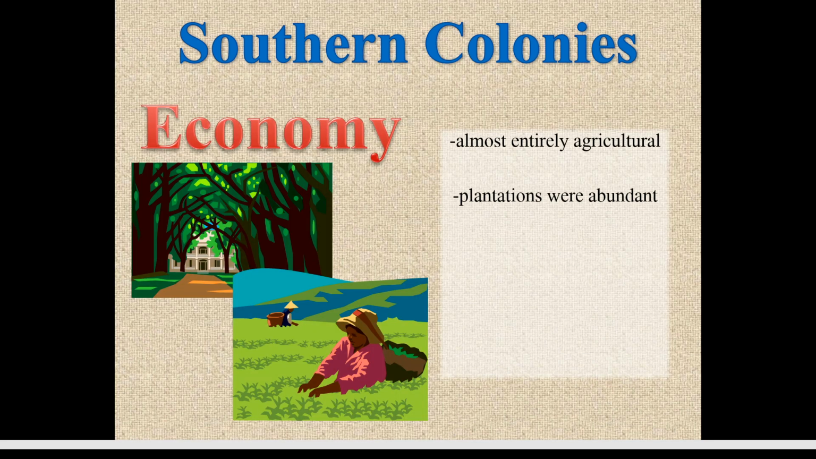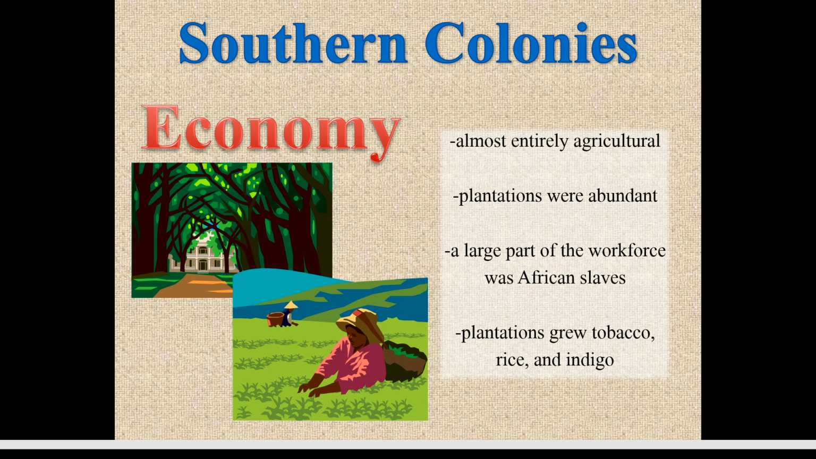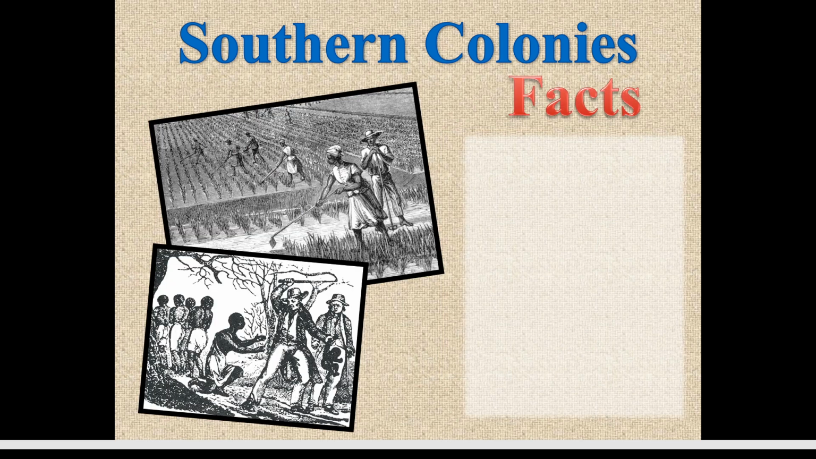How was their economy? Entirely agricultural. So mainly they were farming, and a large part of their workforce was African slaves. Their plantations grew tobacco, rice, and indigo. You know about indigo, as I have discussed. Indigo was made into blue dyes. Rice, you already know that. You eat that every day. And tobacco is used for smoking cigarettes.